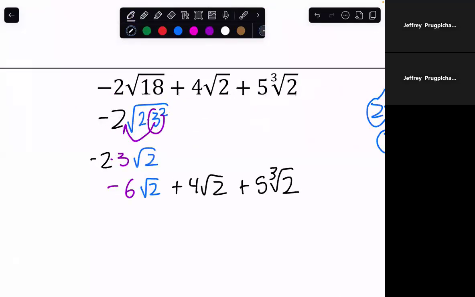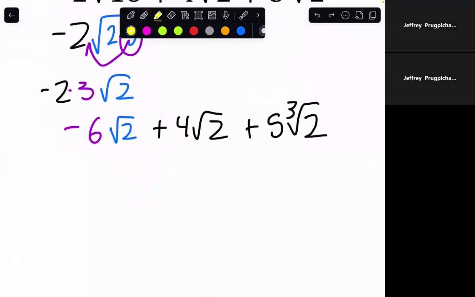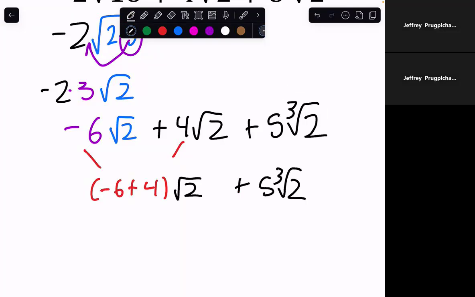Okay, so now that we've simplified, can we combine? The first term is the square root of 2. The second term is also a square root of 2. Okay, so we can combine these. You combine the coefficients, -6 plus 4, and then you keep the radical. I'll just keep this one for now. Here, -6 plus 4 is -2. It's attached to the square root of 2.